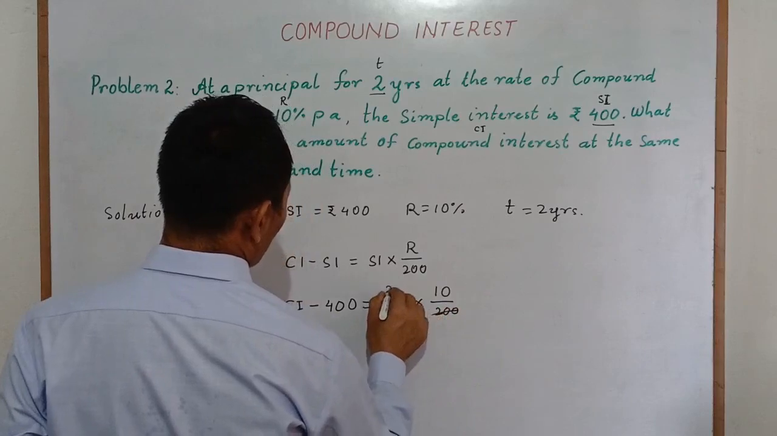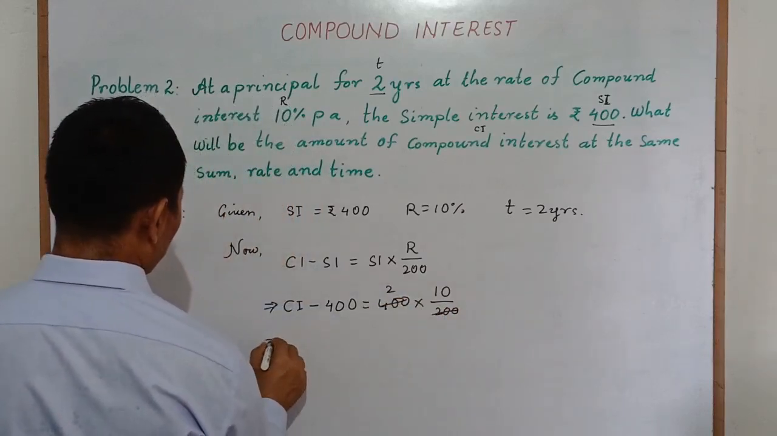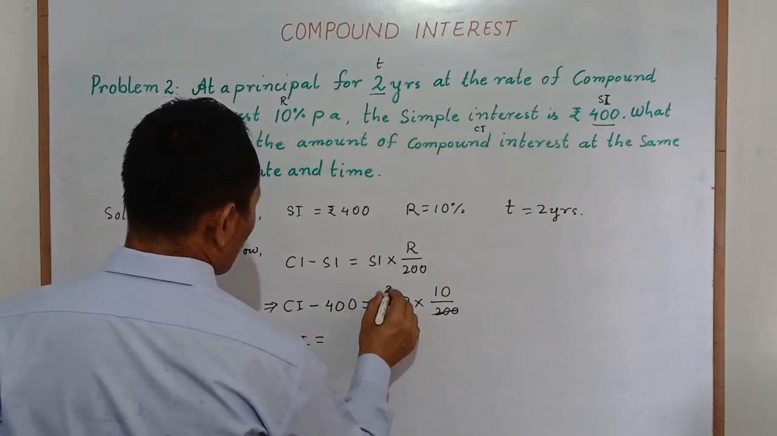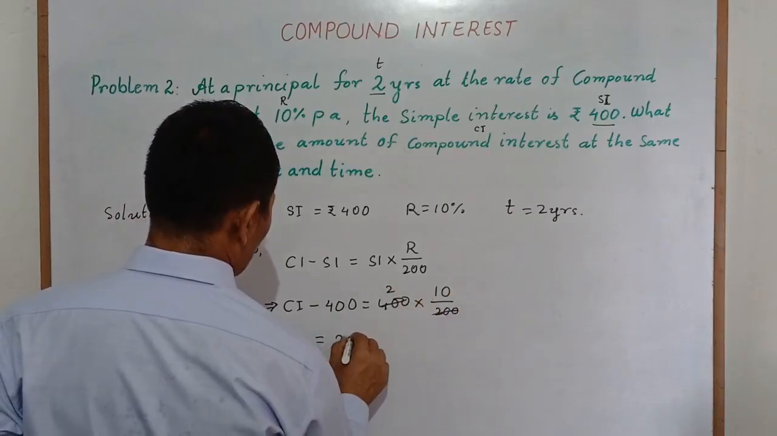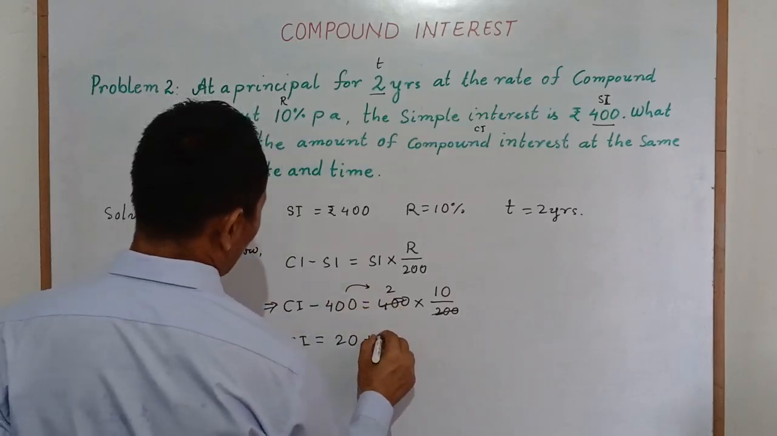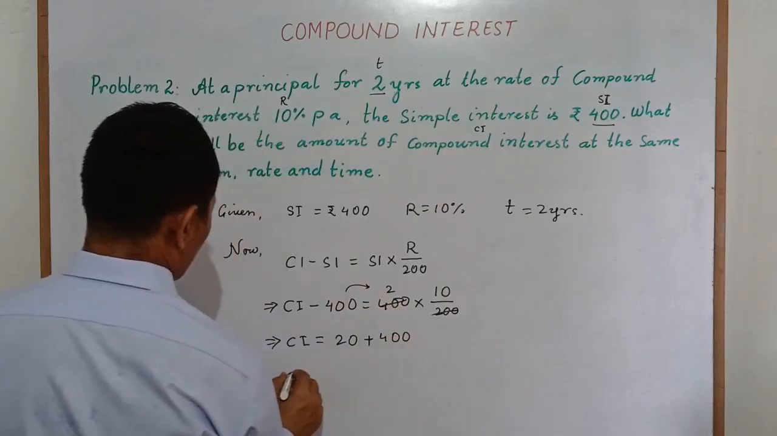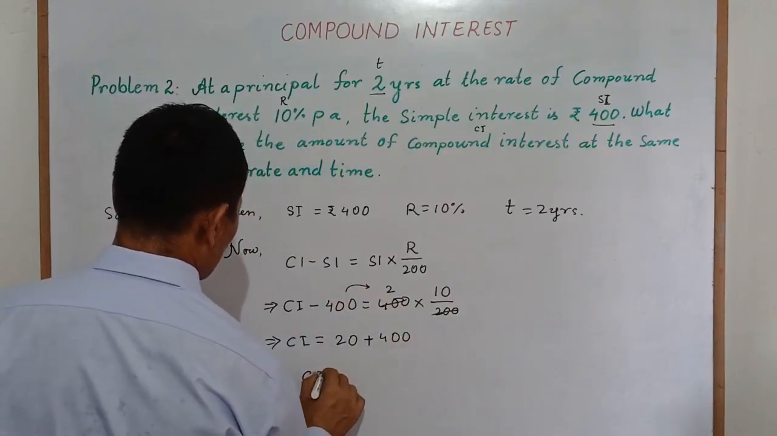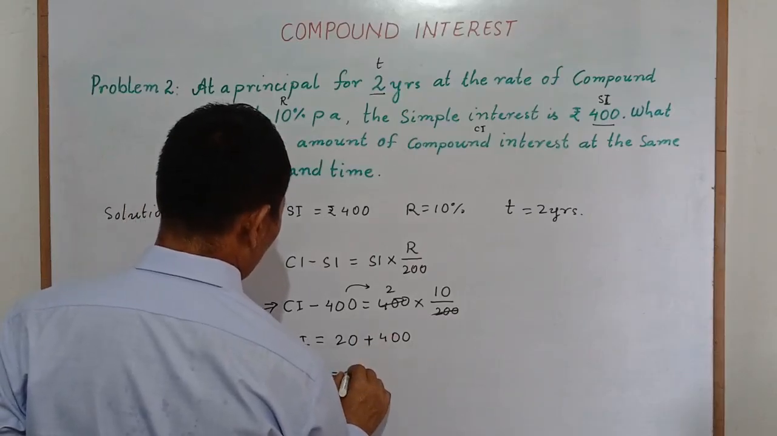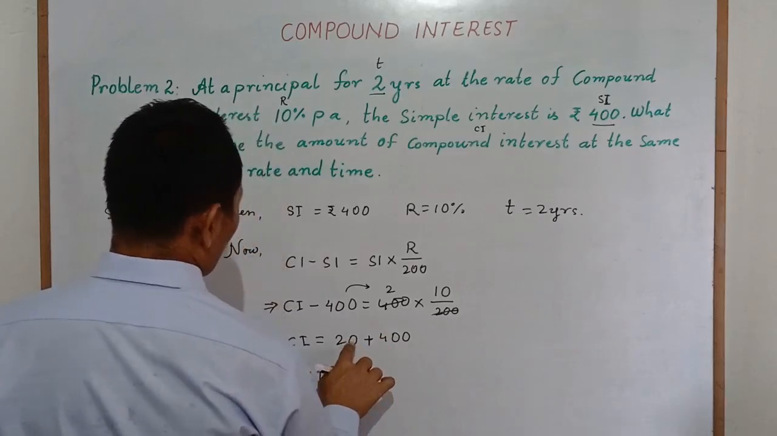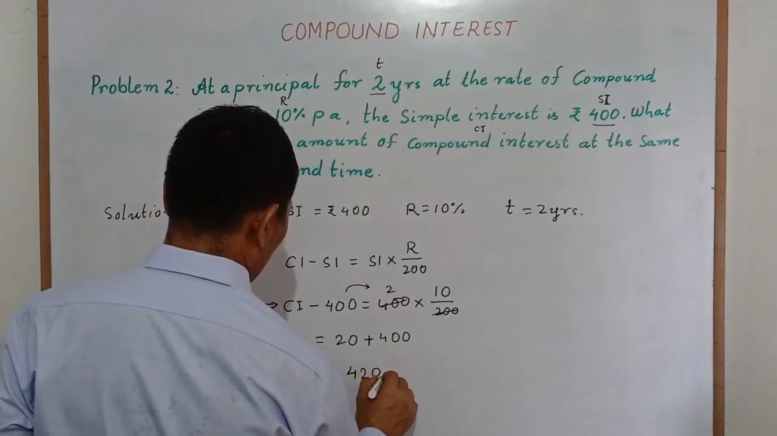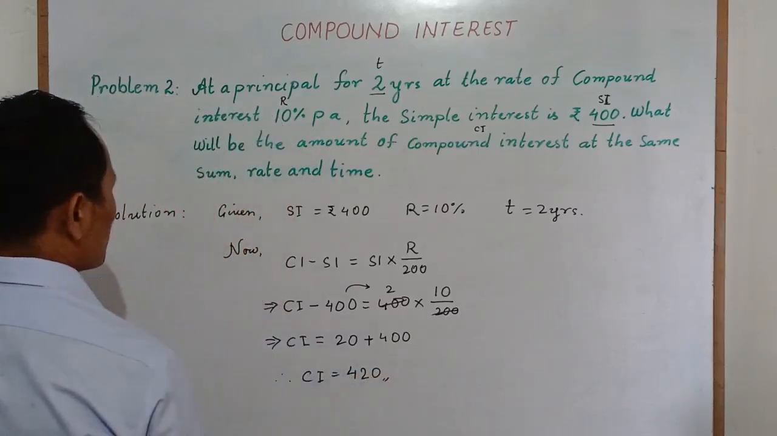200 to 400, so you call it 2 only. So CI is equal to 2 into 10 to 20, again 20 plus 400. Actually, therefore, compound interest is equal to 400 into 400 plus 20, 20 plus 400 to 420. Compound interest is 420.